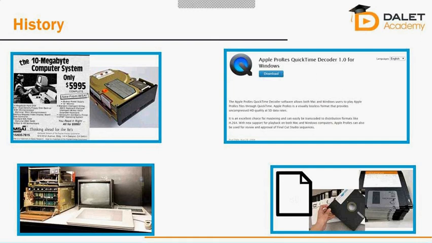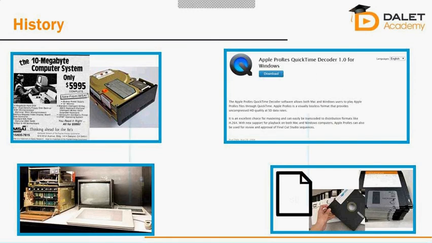Remember the Apple ProRes QuickTime Decoder 1.0? Remember the Quantel Harry? Remember 8¼ floppy disks, 360 kilobytes of information on one simple magnetic media, and it didn't matter how many times you folded it, you still couldn't get it to work in a 3.5-inch disk slot.